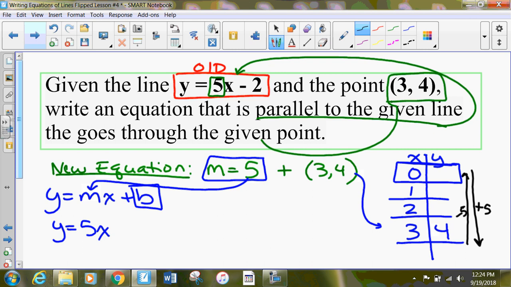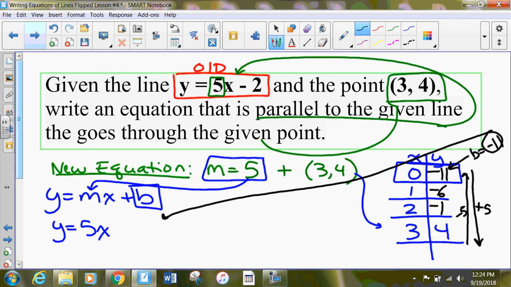So that means 4 minus 5 is negative 1. Negative 1 minus 5 is negative 6. Negative 6 minus 5 is negative 11. And there you go. B is equal to negative 11. Our y-intercept is equal to negative 11. So we just take that, and that becomes our missing piece in our new equation.